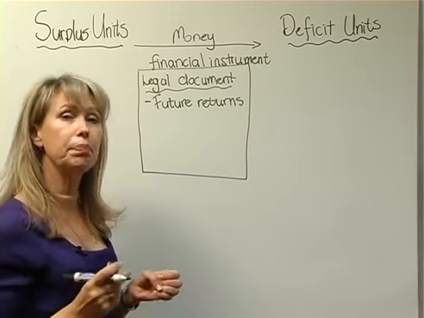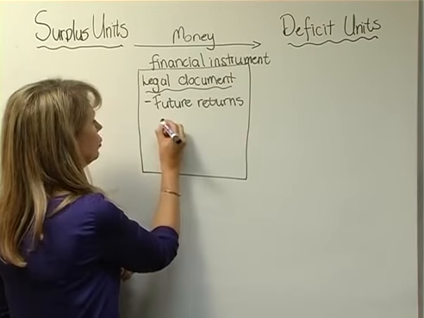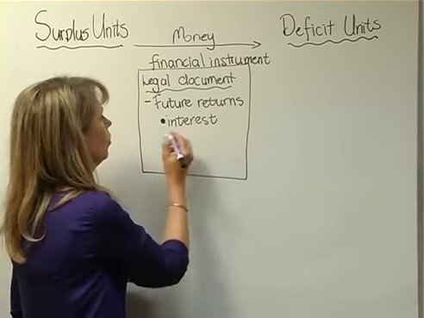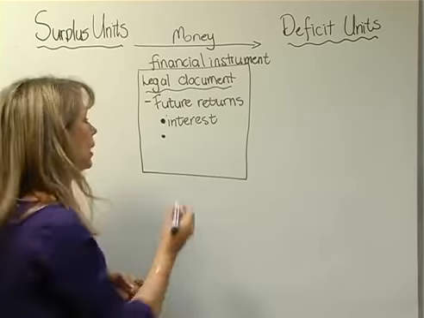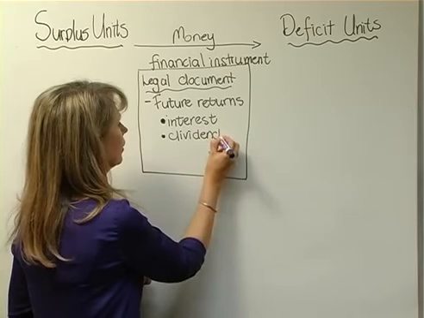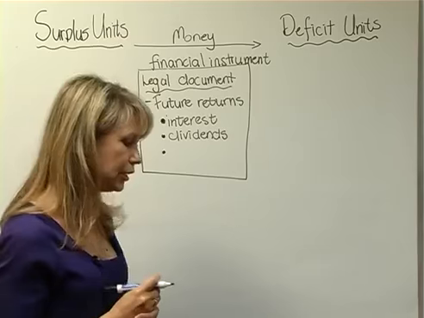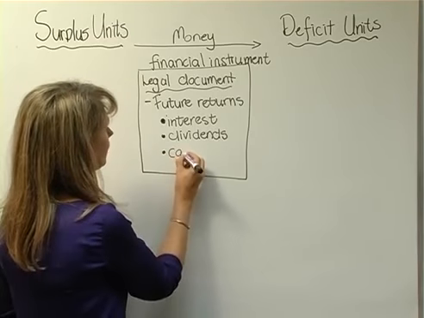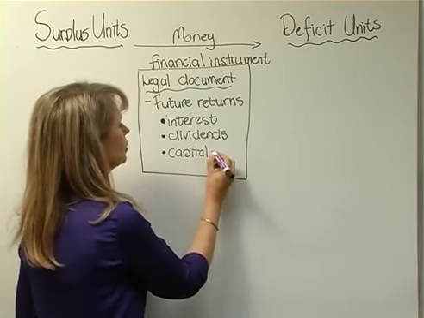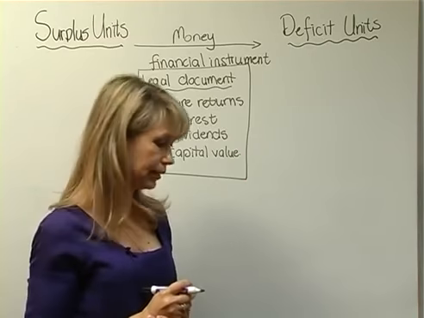And these returns, depending on the type of instrument that it is, can be in the form of interest, or if it's shares, it can be in the form of dividends, and you can also get future returns on the basis of a change in the price of the instrument, and that will be called profit or a change in the capital value. Right.